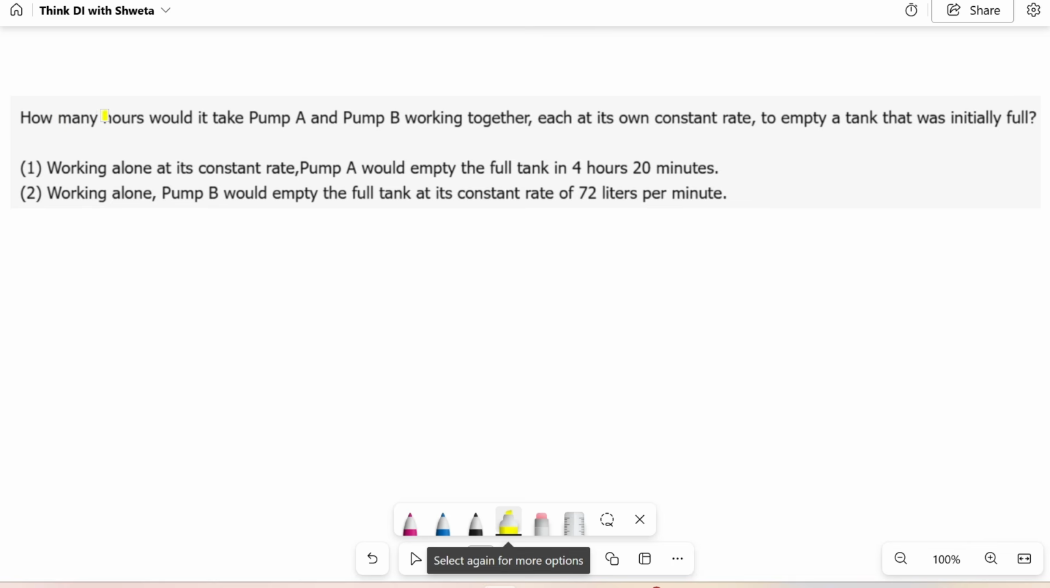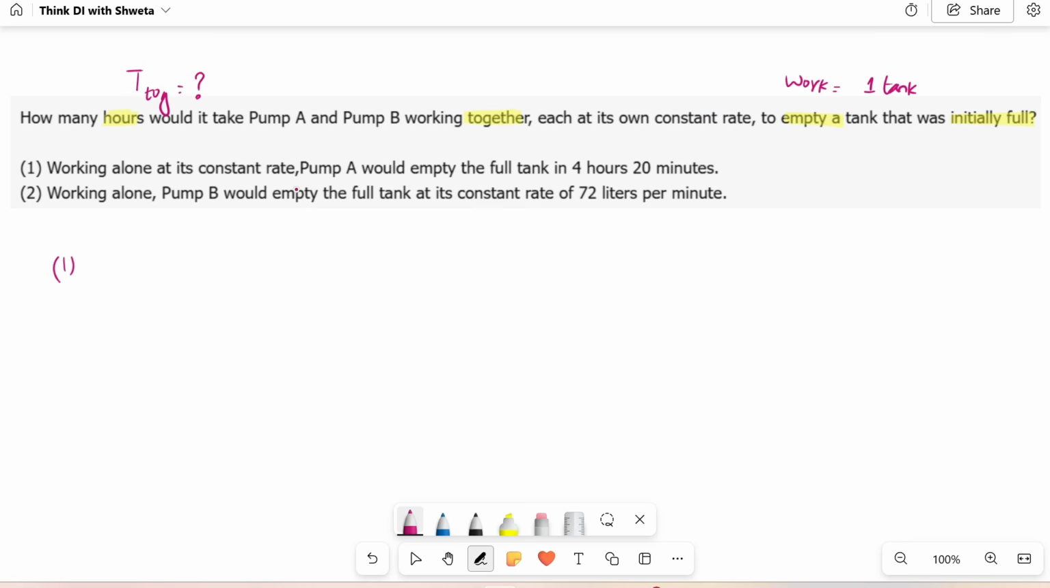Here you go. So it says how many hours would it take pump A and pump B working together, each at its own constant rate, to empty a tank that was initially full? Okay, so if I take my work to be this one tank, then I am interested in knowing the time that A and B will take together to empty this tank. So I need information about either A and B together somehow or about A separately, B separately so that I can combine. Let's see.